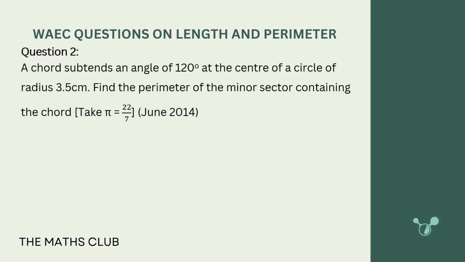Question 2 now says that a chord subtends an angle of 120 degrees at the center of a circle of radius 3.5 centimeters. Find the perimeter of the minor sector containing the chord, and we should take pi to be 22/7. This is taken from June 2014. Once again, I will encourage you to pause the video and try it out yourself.